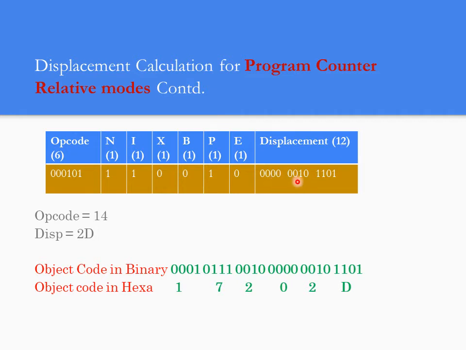So this is 0. This is 2. This is followed by D. This is the object code in binary. I've written it as such here, and its equivalent hexadecimal value is 17202D. That's the object code which is being assembled by the assembler, which we have seen in the previous slide.